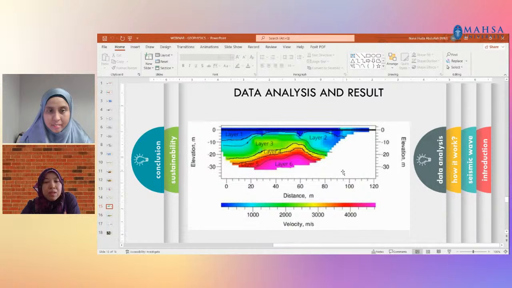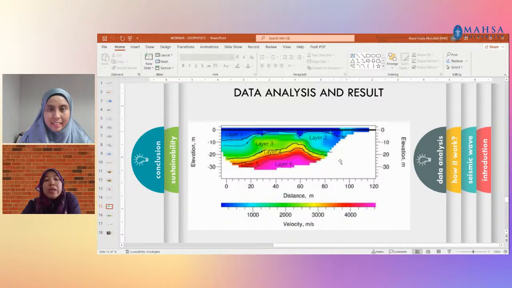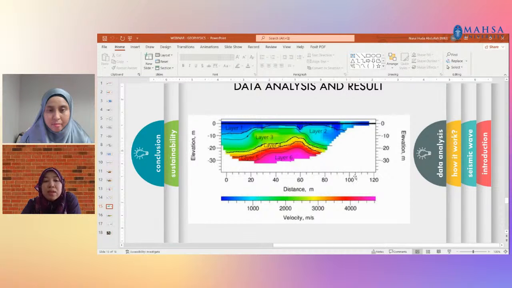This is an example from the seismic reflection method. As you can see here, it is divided into different colors. From the different colors, we classify the velocity value, and from the velocity value, we can identify what types of soil. So you can see here, this is the blue color. What is the value for the blue color, and what is the material of this layer? Layer 1, layer 2, layer 3, layer 4, layer 5, and layer 6. And of course, at the bottom, it should be bedrock. So these are the subsurface layers.